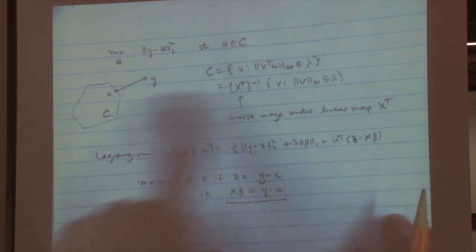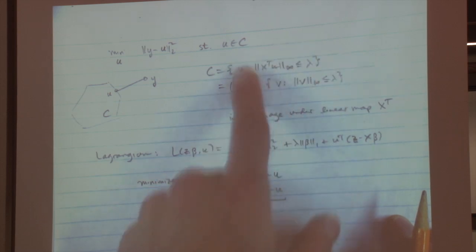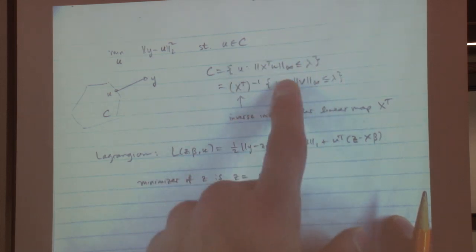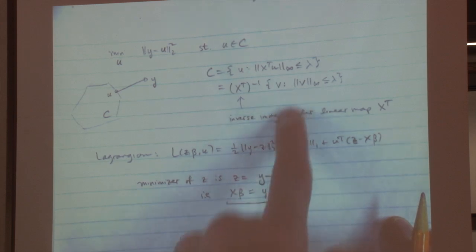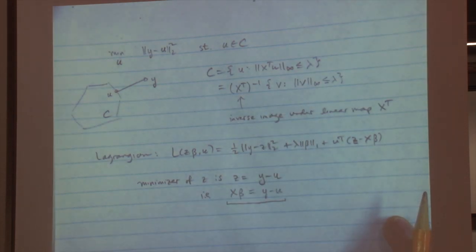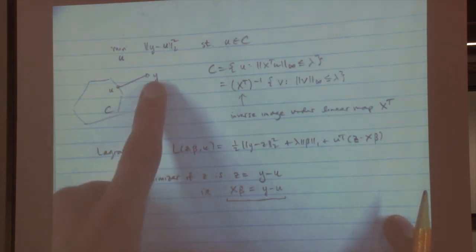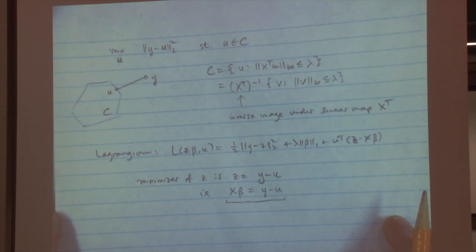Furthermore, I claim this is actually a polyhedron. This set C is a polyhedron. You can see that in one of many ways. You can write this as an intersection of a bunch of half spaces, for example. And this is another way of seeing it, what I wrote down here. Okay, so now we have this nice picture in the dual. What is the primal solution?